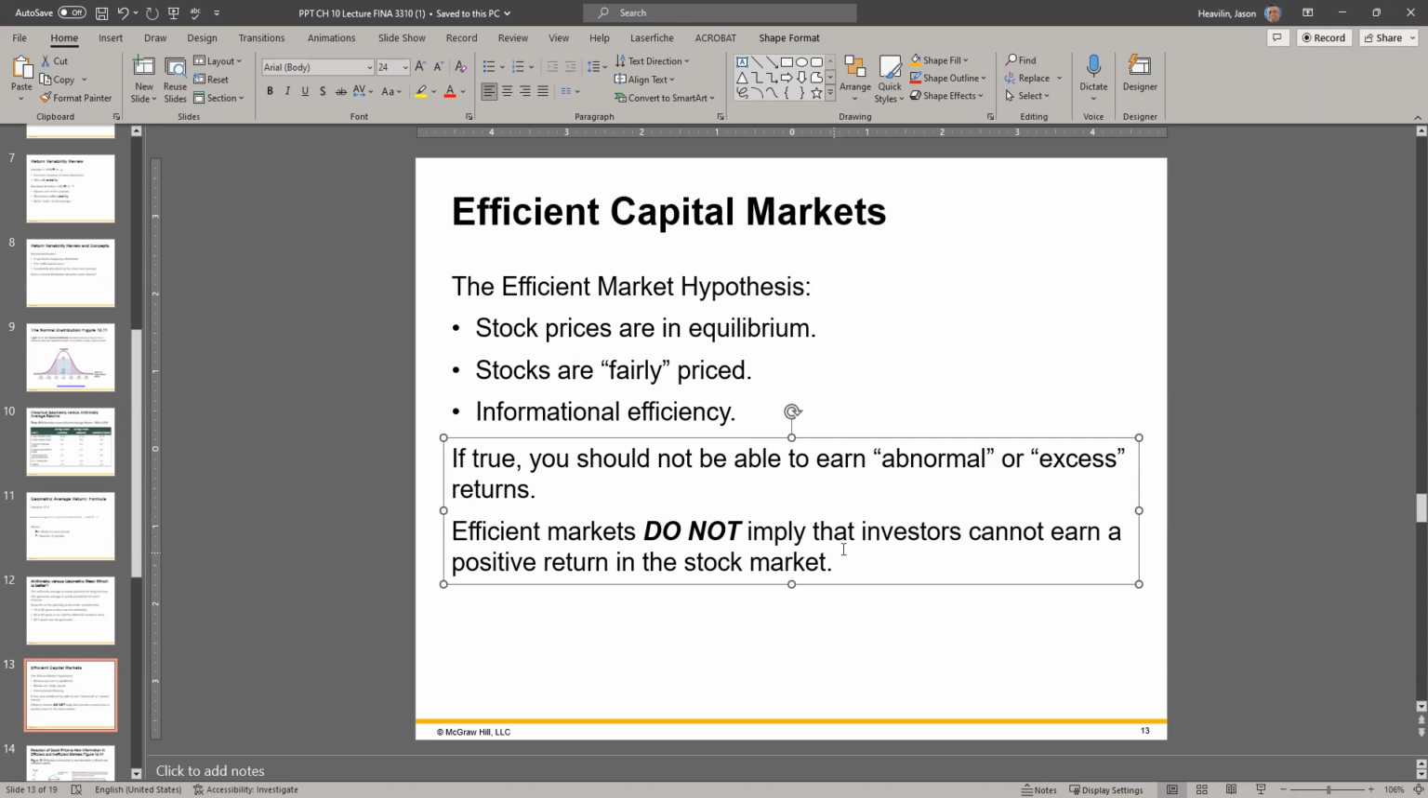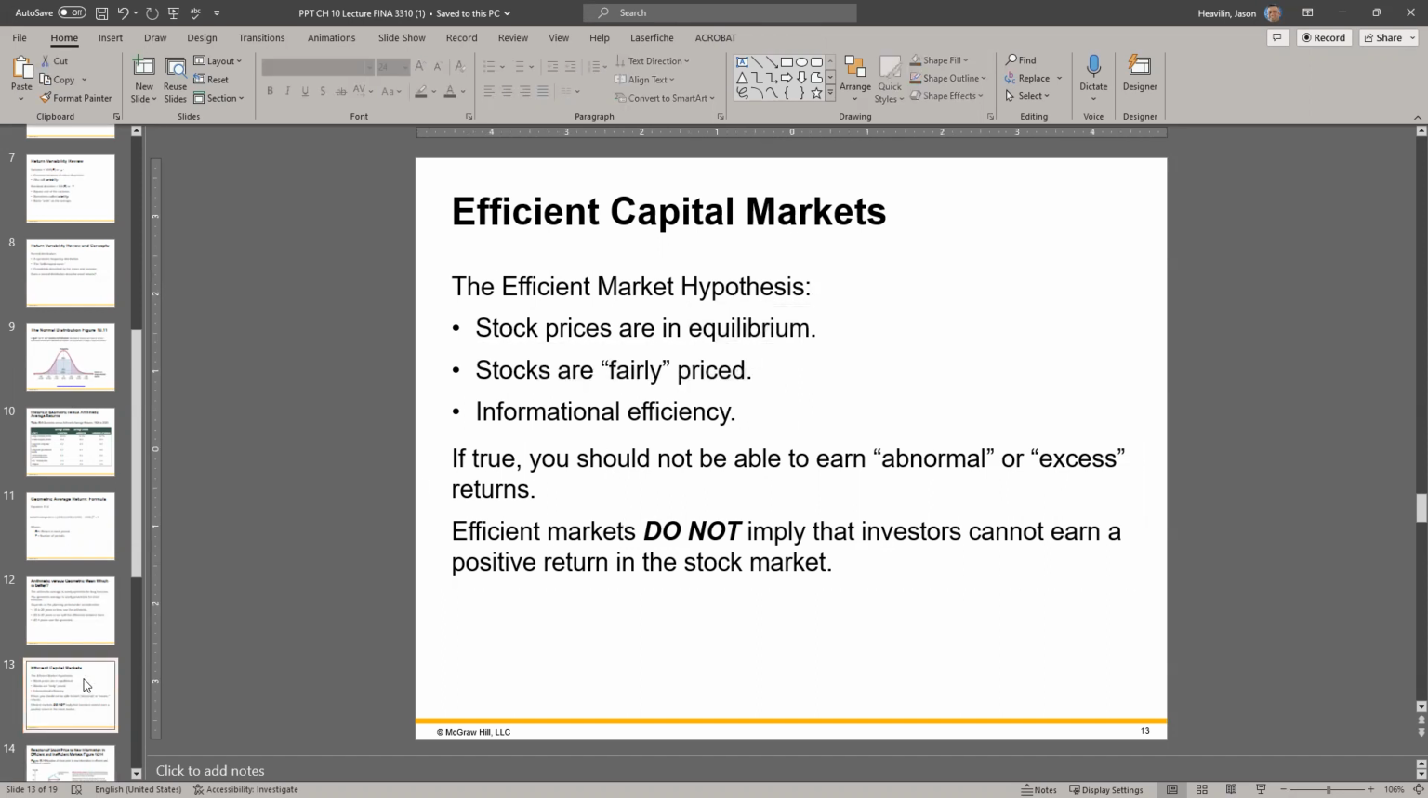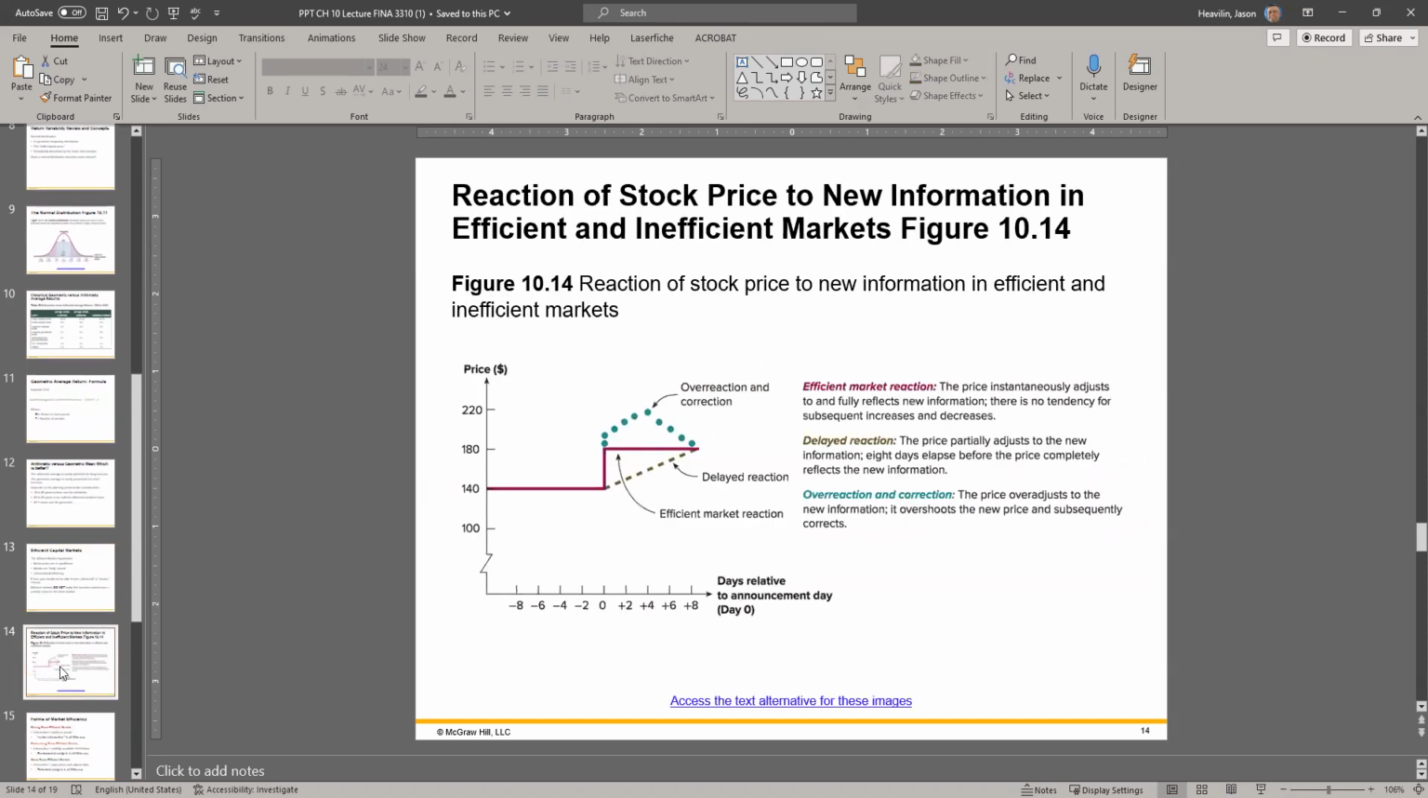So efficient markets do not imply that investors cannot earn a positive return. Yes, you can make money. What we're saying is you're not going to make more money than the next person that has the same information that you have, and assuming things are in equilibrium and fairly priced. So that's like the baseline of this.